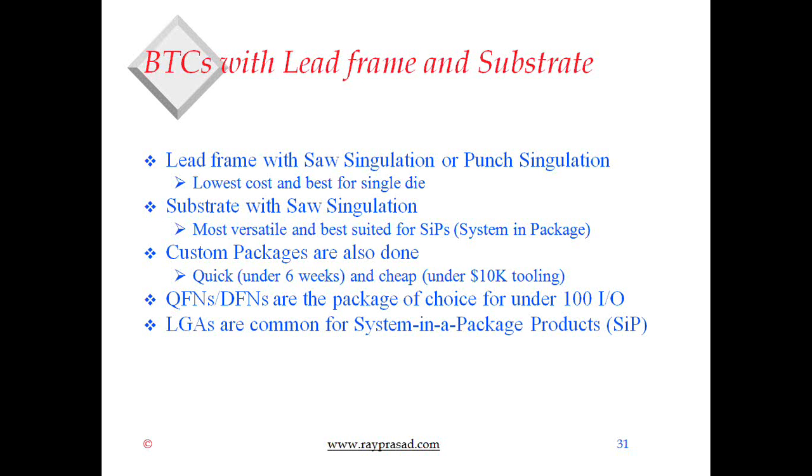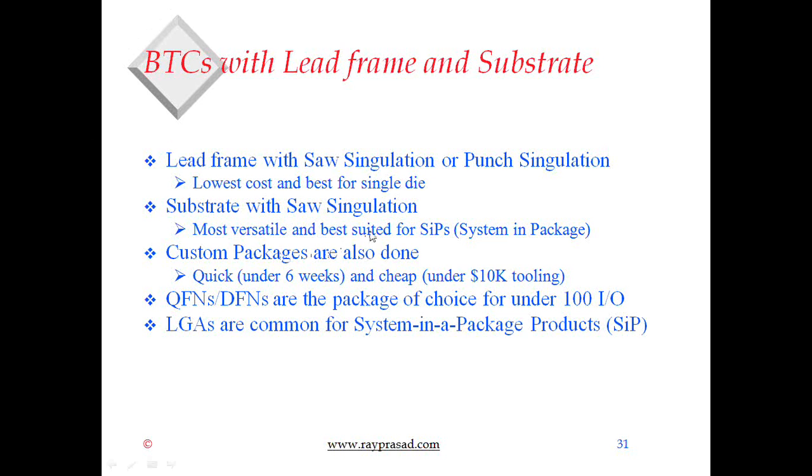So on slide 31, when you're doing the saw singulation or punch, it's the lowest cost because it's done in high volume. You're just punching out hundreds of these devices at a time. When you have a laminate, a PCB, you cannot do the punching. You have to saw. You have to singulate it.